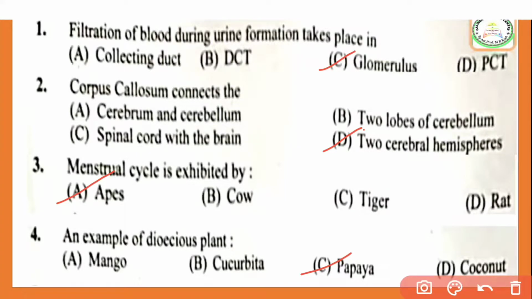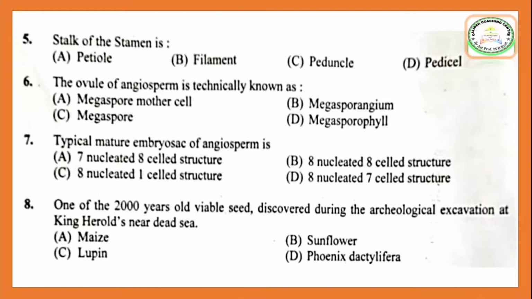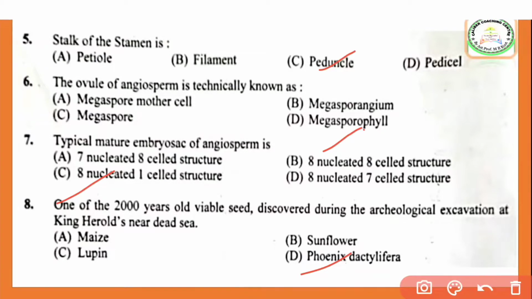Let us move on to question number 5. Stalk of stamen is petiole, filament, peduncle, pedicel. And the answer for this question is option B, filament.